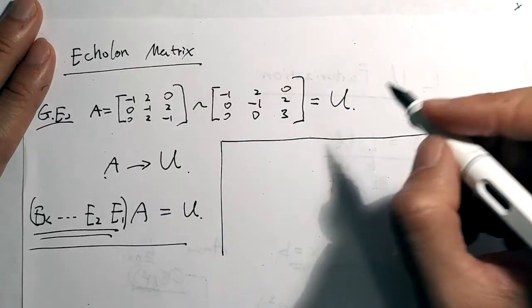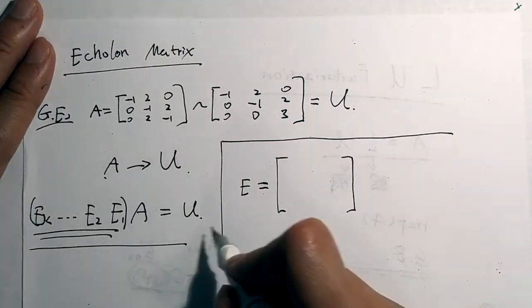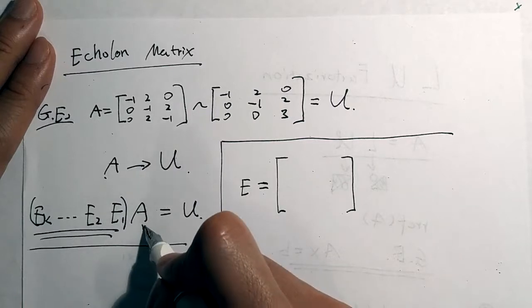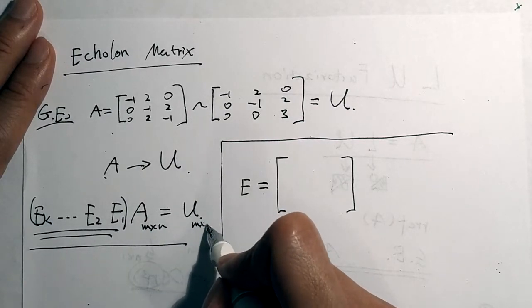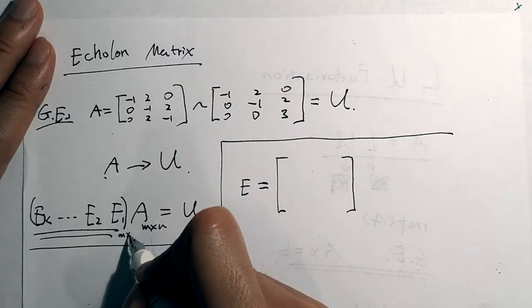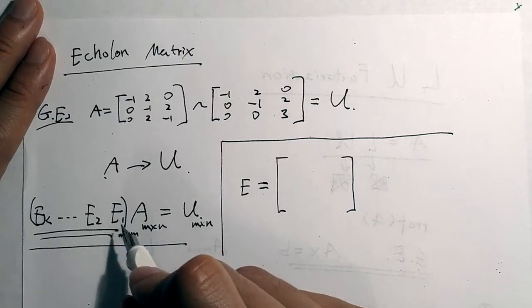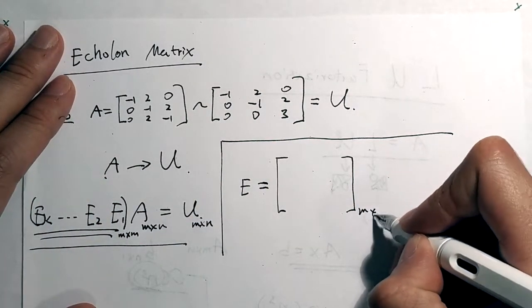To define an echelon matrix, it's basically a matrix, and because A is m by n and we want to get back the results, it should be the same dimension as A. So this should be m by m. That's the dimension of one echelon matrix. So this is m by m.